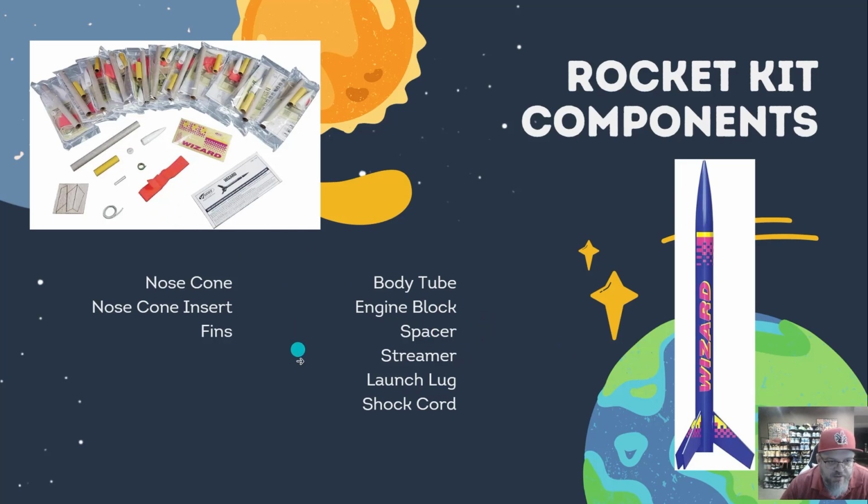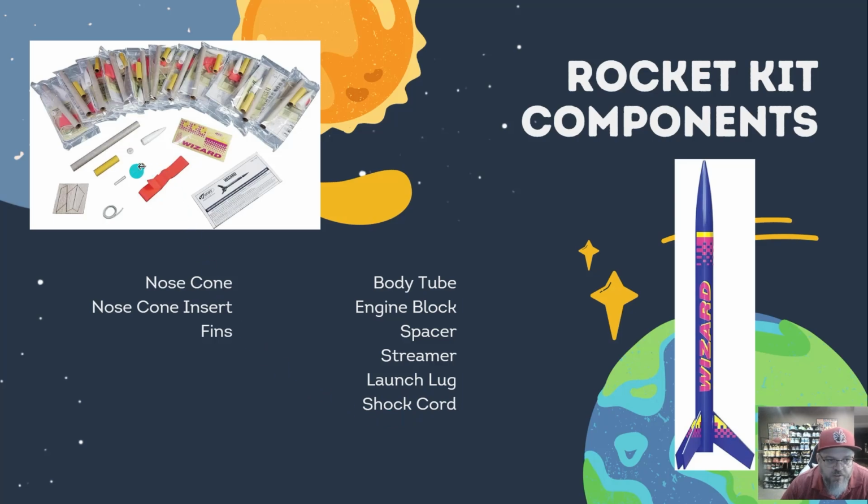Streamer, that's the red thing, so it's going to go pretty high up. You might lose visibility of something small, so having a bright, colorful streamer makes it easier to see. The launch lug is a metal piece that kind of holds the engine in place so it doesn't fall out, start a fire on the ground.